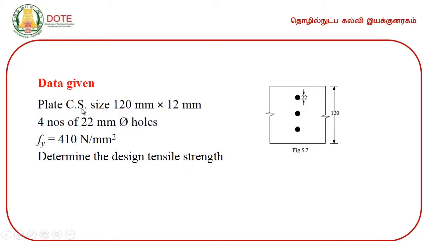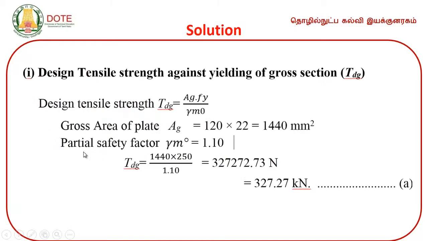These are all the data given, and you are asked to calculate the design tensile strength against yielding as well as the design tensile strength against rupture of the critical section. Since you are not given the connection details, you cannot go in for the third mode of failure. So, I will restrict the solution to mode of failure 1 and mode of failure 2.